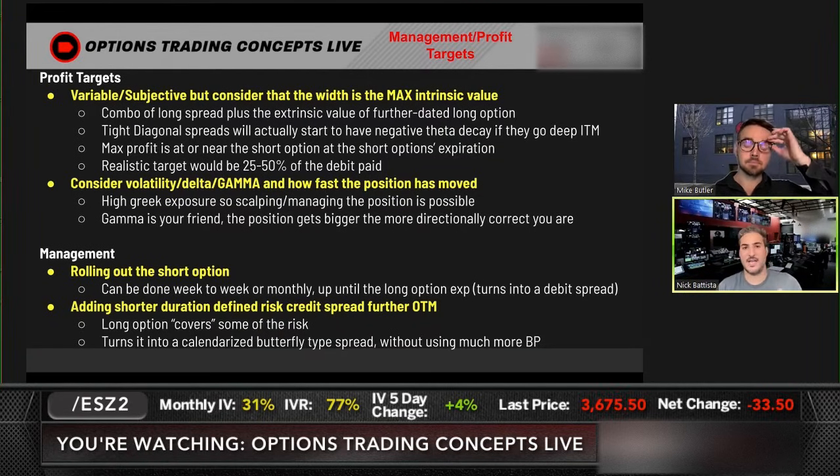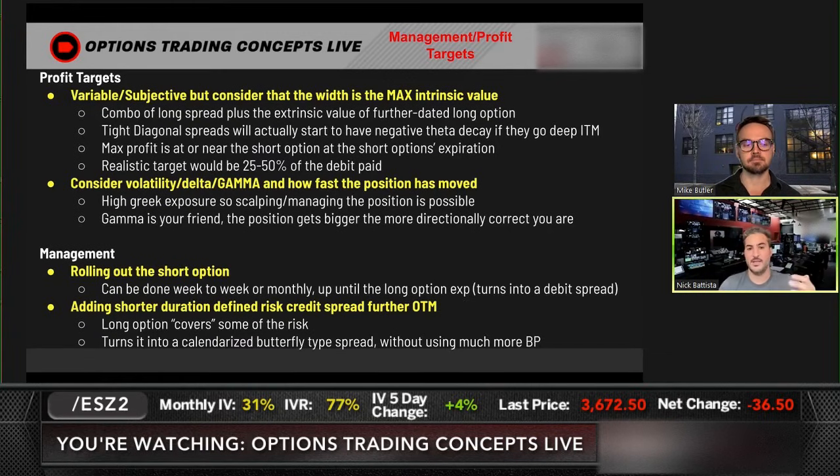Vice versa on the downside, you don't lose as much delta because you have that short option coming off the table quicker. So you kind of maintain that delta in the short term. Again, that's your mulligan there. For management, you can roll the short option further out in time. We can do this week to week.